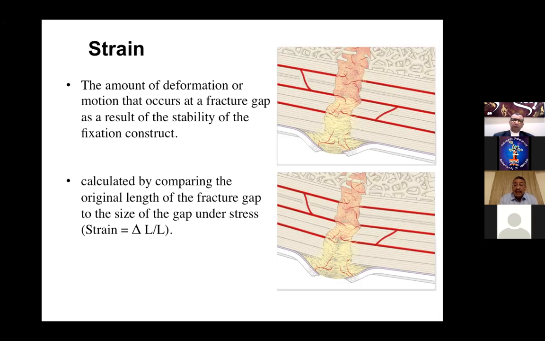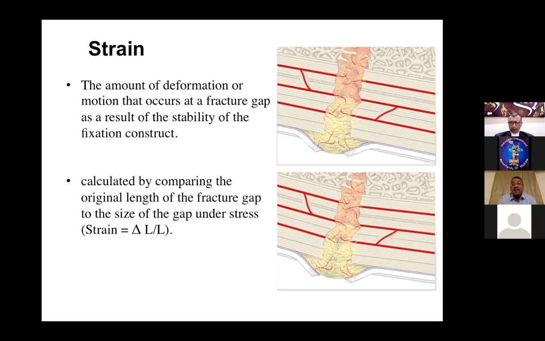So we have a fracture, we have achieved stability of the fracture, but there is still some motion inside the fracture zone. This amount of motion or deformation is called the strain. How can we calculate the strain? It is calculated by comparing the original length of the fracture gap to the size of the gap under stress. Simply, the amount of deformation over the length of the gap.